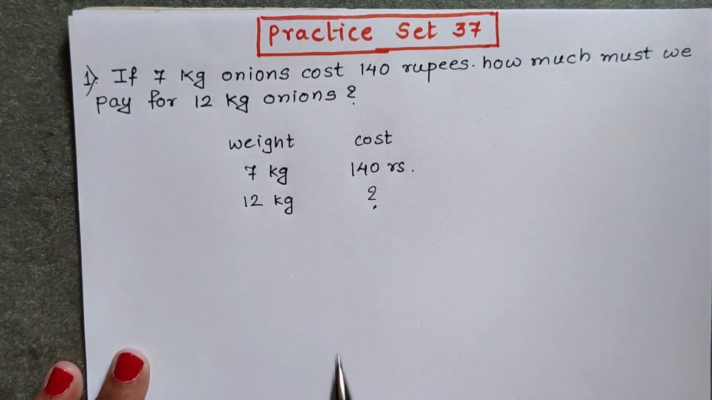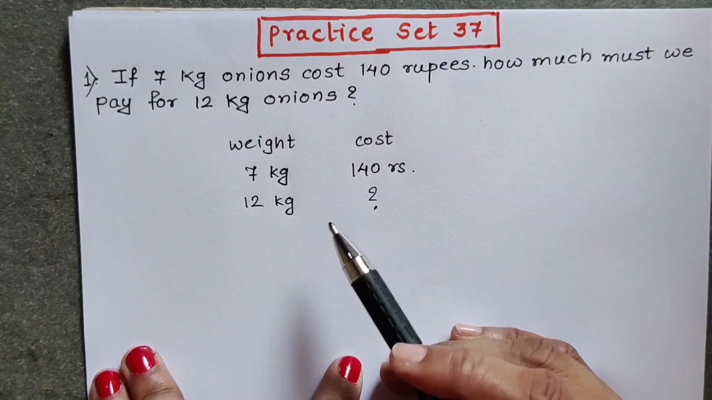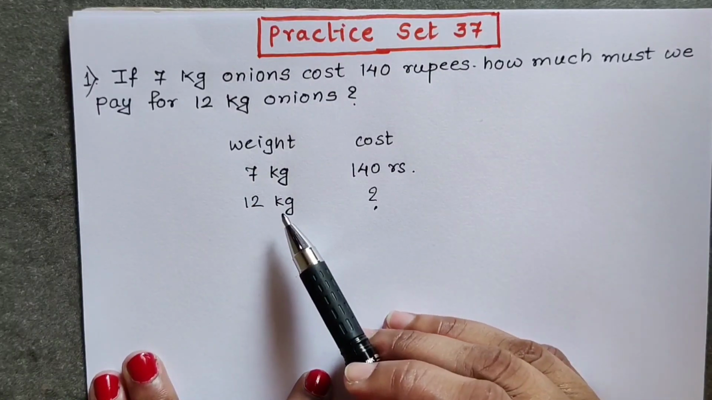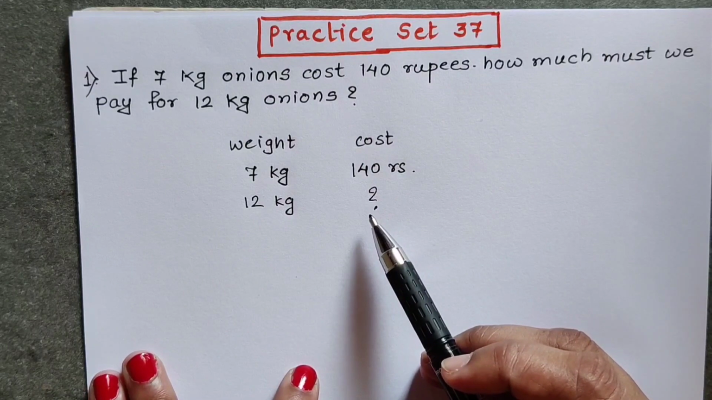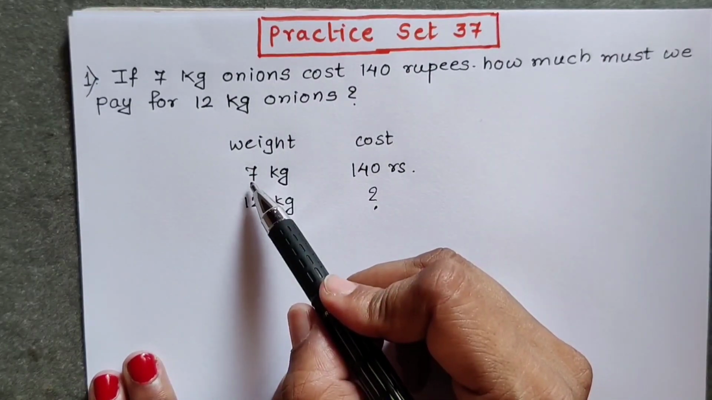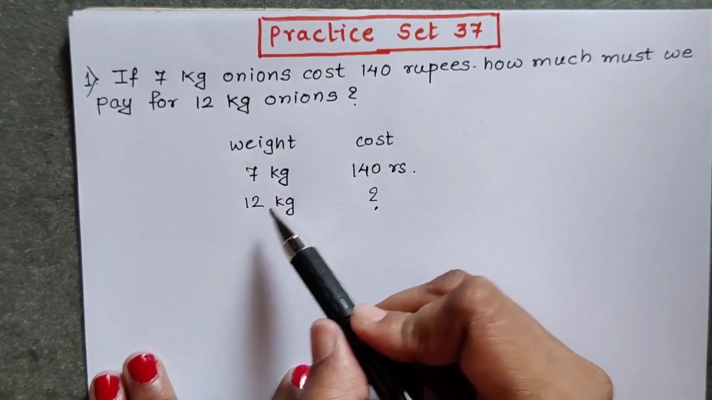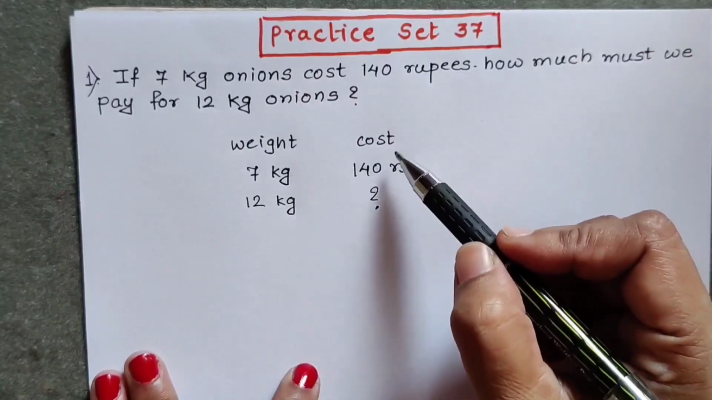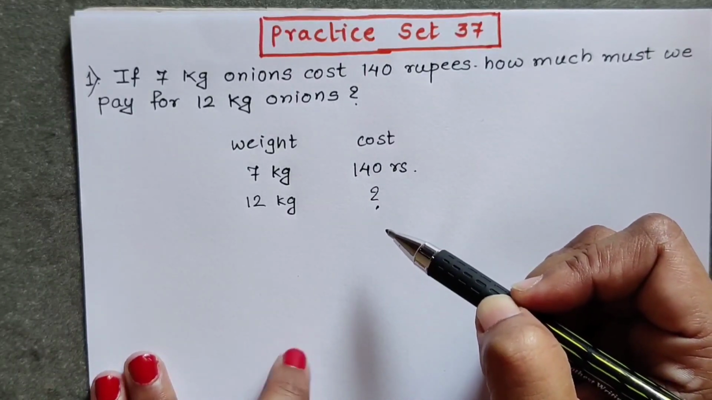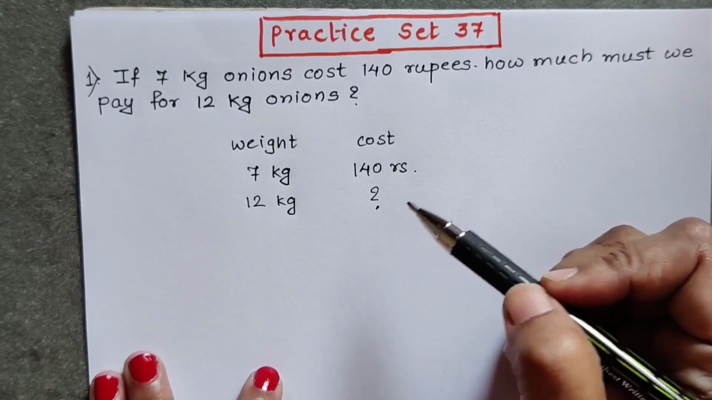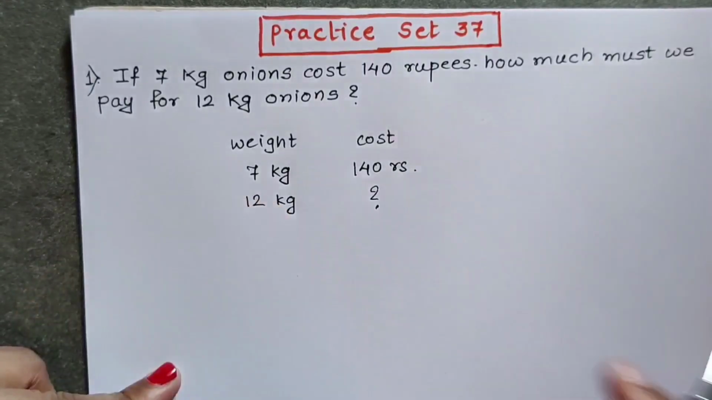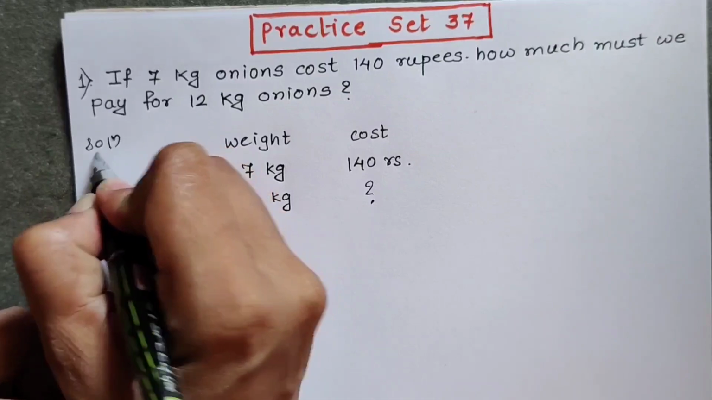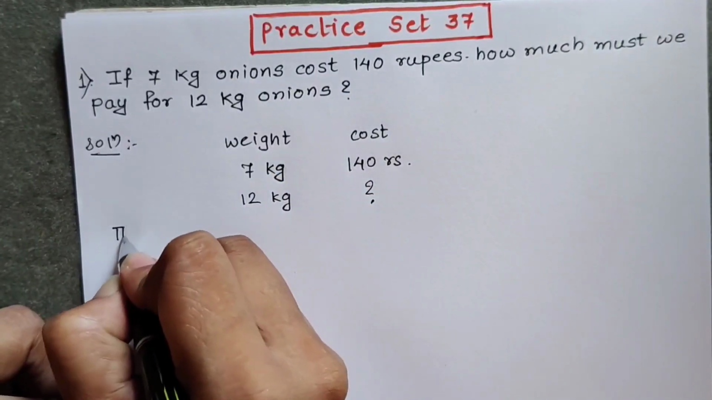Now see children, when the weight is 7 kg, the cost is 140. So when the weight increases, the cost will automatically also increase. When the weight is 12 kg, the cost will be more than 140. So when the weight increases, the cost of onions will also increase. That means this is an example of direct proportion. We start writing here the solution. So this is an example of direct proportion, we write.